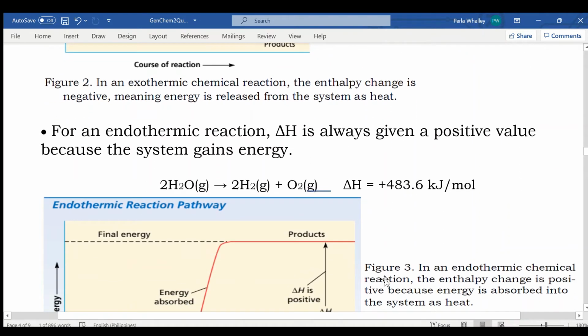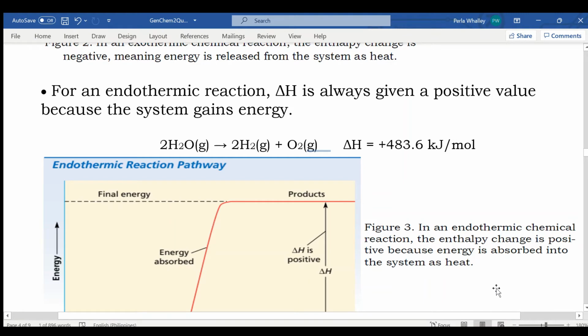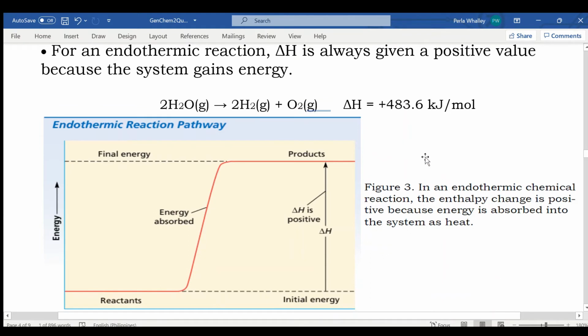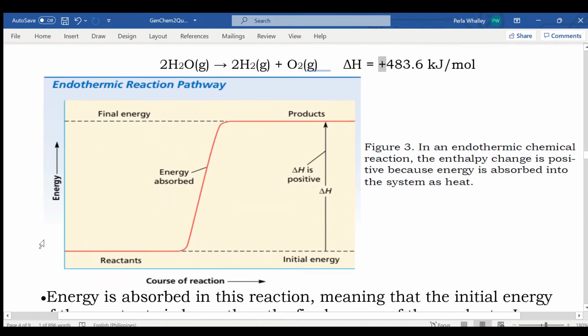For an endothermic reaction, delta H is always given a positive value because the system gains energy. It's here, positive. Looking at this figure, energy, y-axis, and the course of a reaction, x-axis. At the start, the energy of the reactants is low. During the reaction, it increases, and it ended that the products have higher energy compared to the reactants. That is why the delta H is positive.